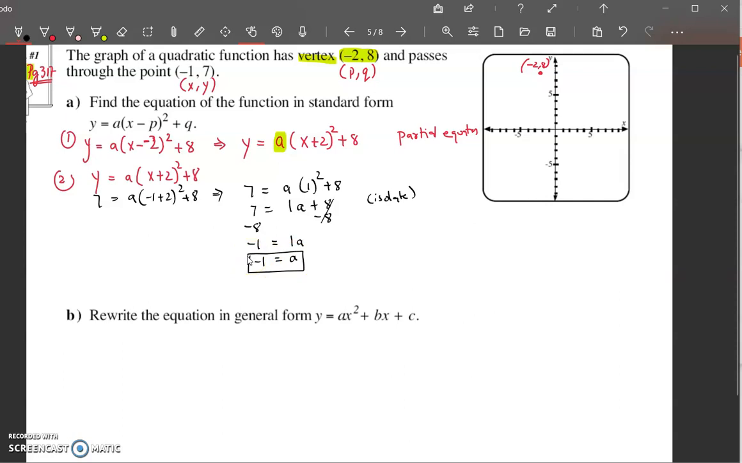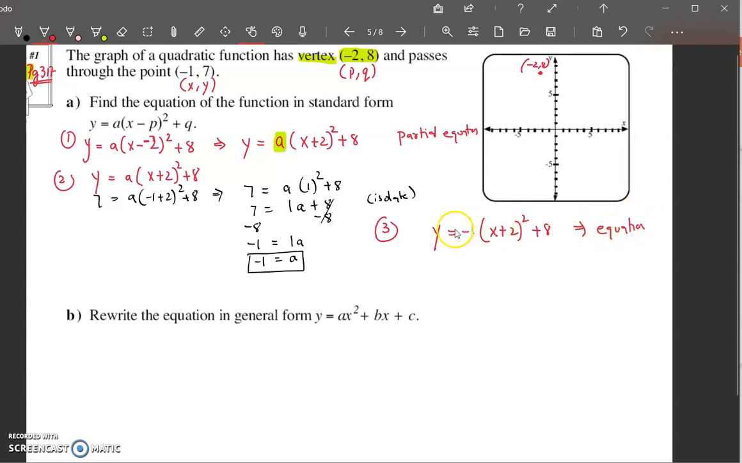So step 1, put your P and Q value, which we did. Step 2, find another point, any point, and that was given to us, (-1, 7). Put that in, and we were able to solve for a. The third step now is to use your partial equation and the a value together. So remember, the only thing I said I was missing was the a value. And now I have my equation.